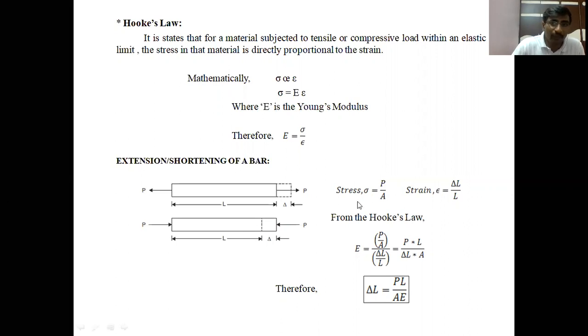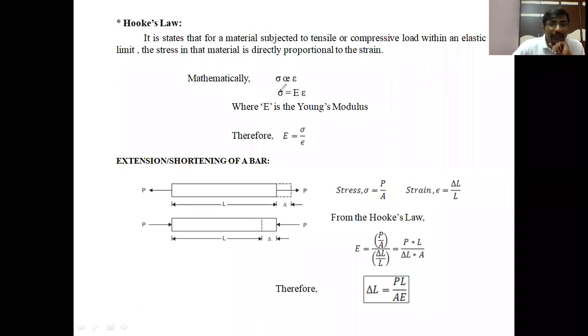Here, by applying the load on any member, let us take this diagram. By applying the tensile force on that member, the linear stress produced within this member is directly proportional to the linear strain within the elastic limit. Mathematically, sigma is proportional to epsilon. Sigma is the linear stress and epsilon is the linear strain.